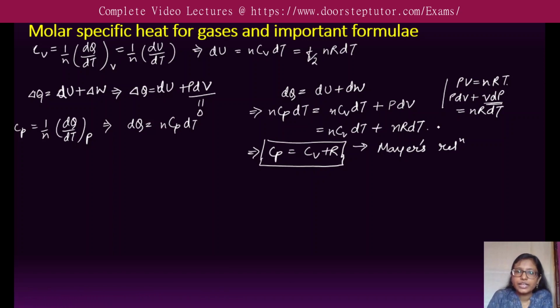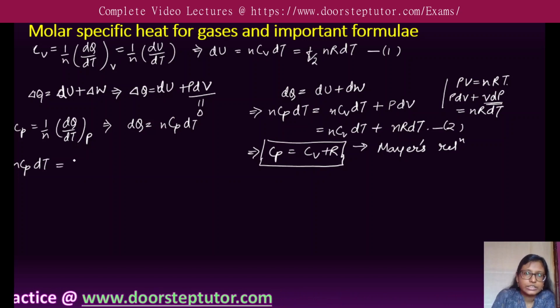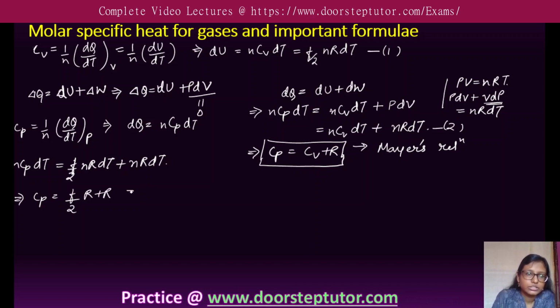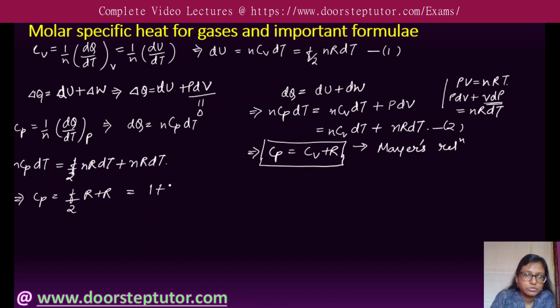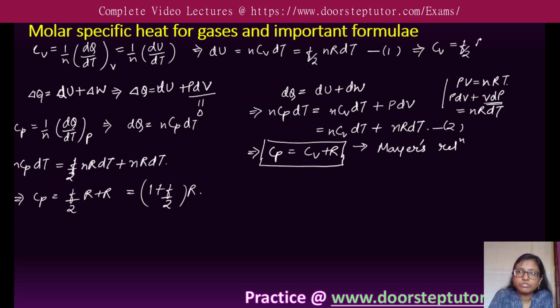Now again, from these equations we can write nCp dT is equal to f by 2 nR dT plus nR dT, which implies Cp is equal to f by 2 R plus R is equal to 1 plus f by 2 R. Okay, and from here we can write that Cv is equal to f by 2 R.